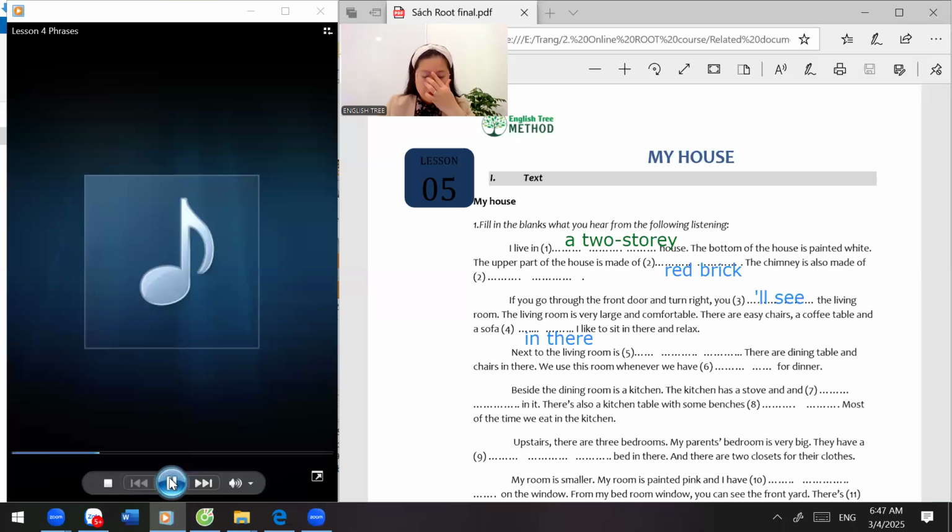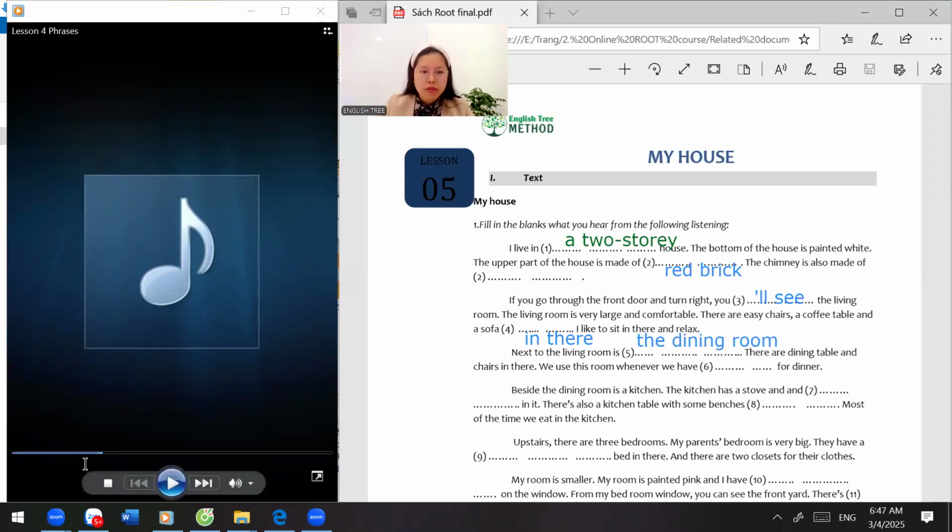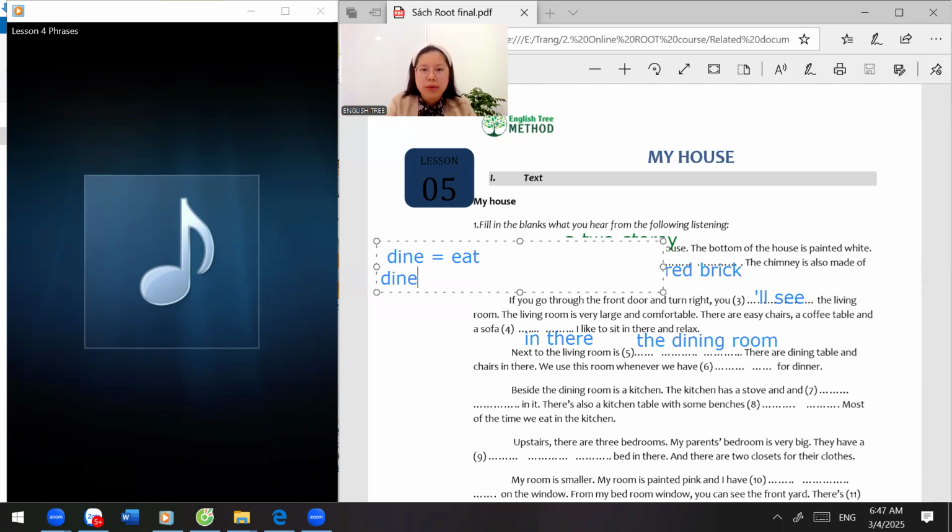Next to the living room is the dining room. Yeah, is the dining room. Dining chỉ có một âm n thôi vì nó xuất phát từ động từ dine. Dine ở đây là động từ bằng với ăn. Thế cho nên khi mà cái phòng này ăn nó giống như là eating room thì mình sẽ bỏ cái chữ e này đi và thay bằng in, dining.